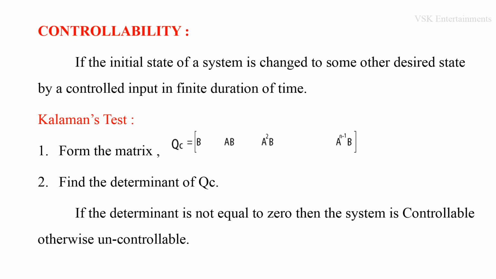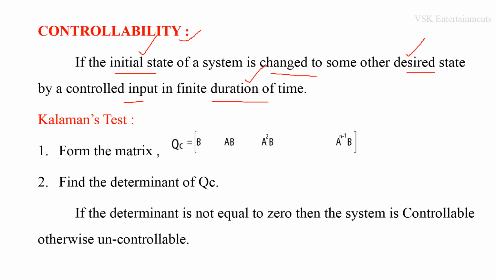Coming to the concept of controllability and observability, these concepts are very simple. First, consider the controllable concept. A system is said to be controllable if the initial state of the system can be changed to some other desired state by controlling the input in a finite duration of time. That is nothing but a controllable system.